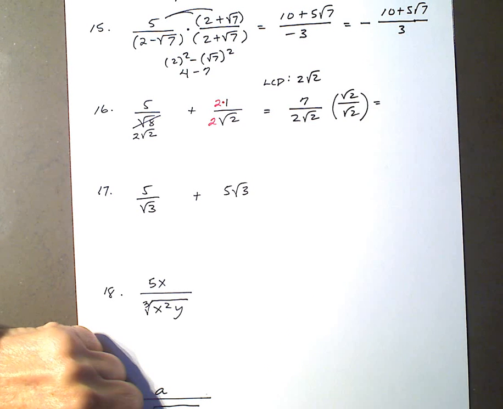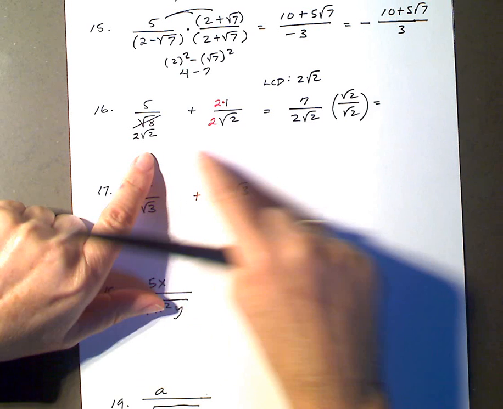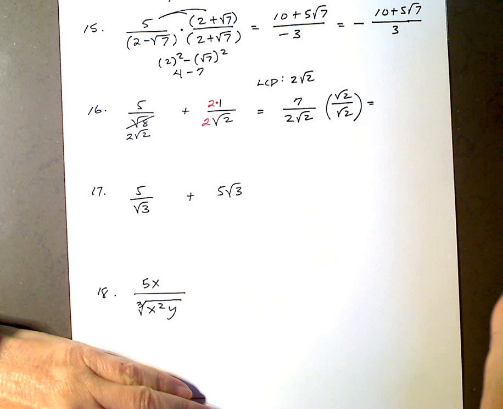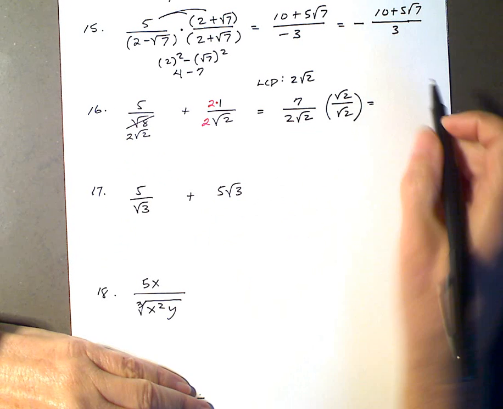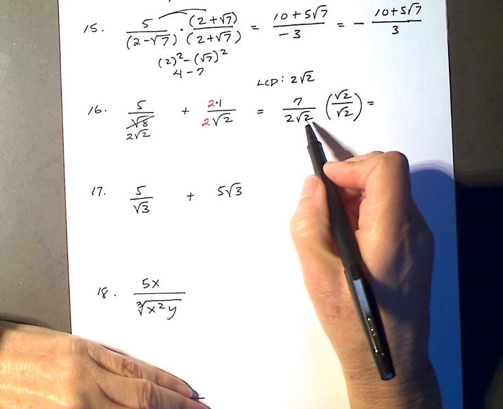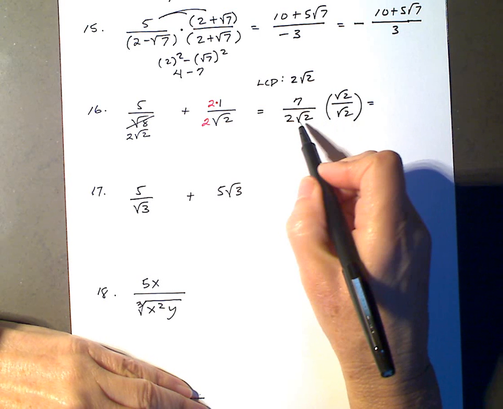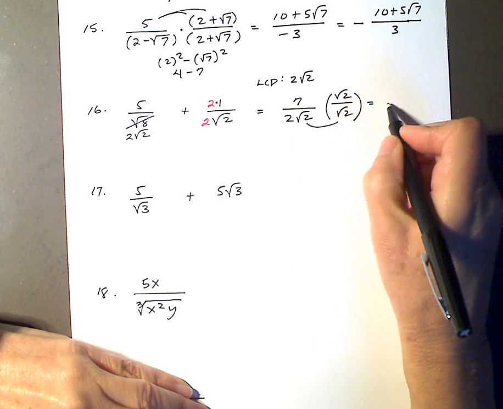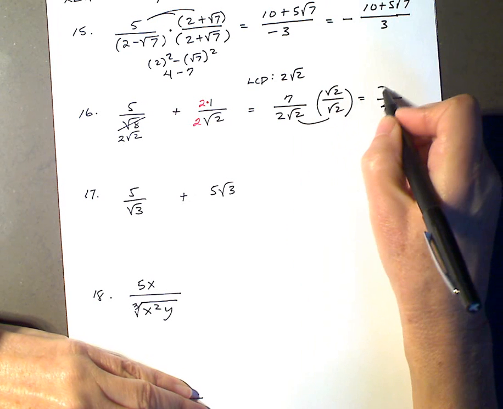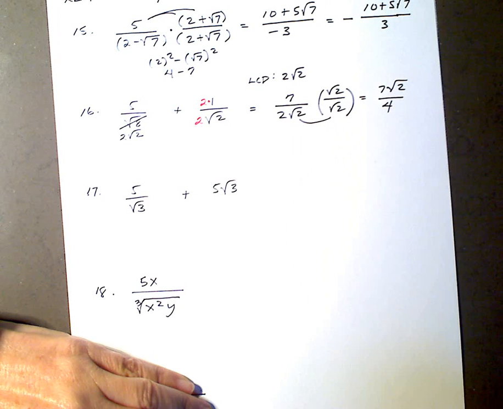There's lots of different orders that you could have done all of these steps in, and still, as long as you simplify correctly. So root 2 times root 2 is 2 times 2 is a 4, and so I get 7 times the square root of 2 over 4.